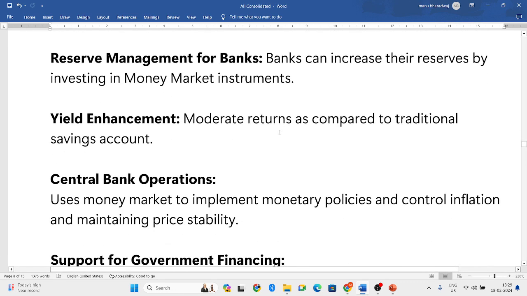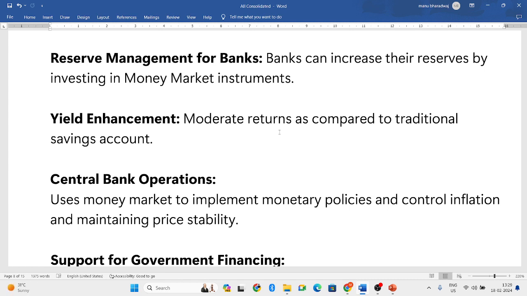Next, reserve management for banks. As you all know, according to RBI guidelines, banks should hold a particular reserve, a minimum reserve. Suppose a bank doesn't have enough resources, it can use call money to get money from other banks, an interbank transaction. Or if it has more money, it can invest in money market instruments, where banks can also increase their savings. So it is reserve management for banks.